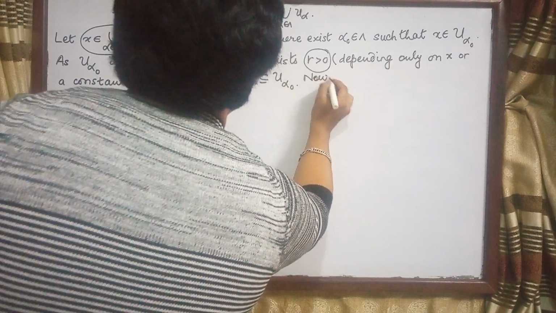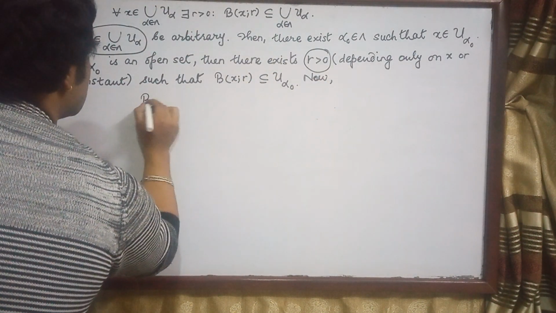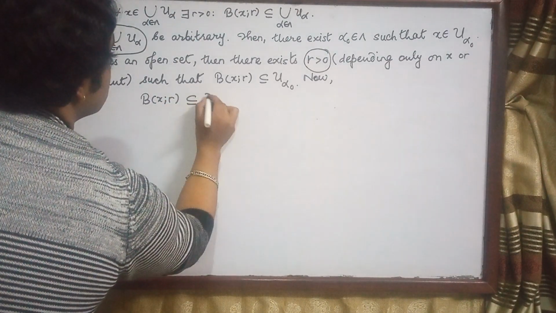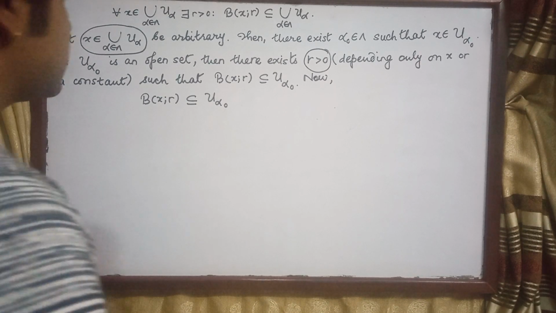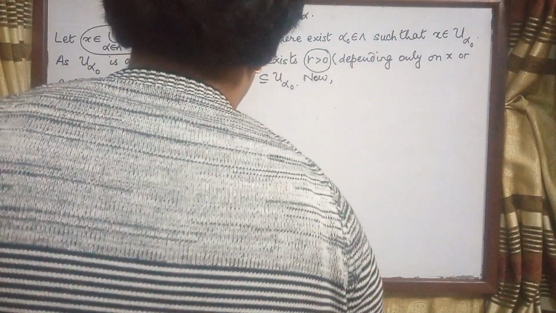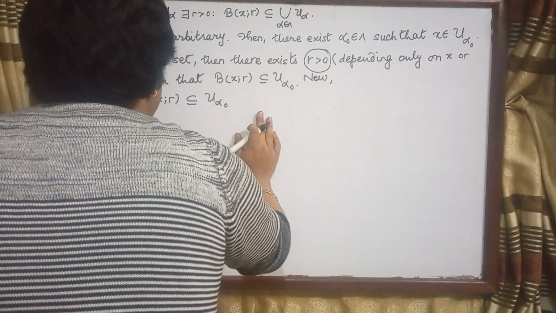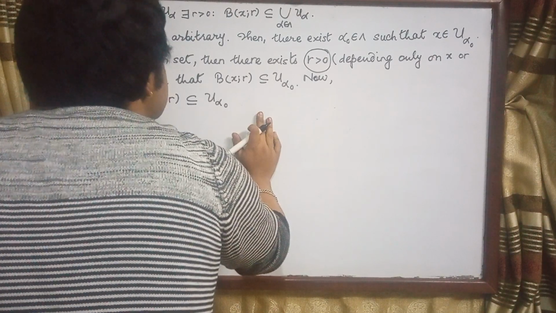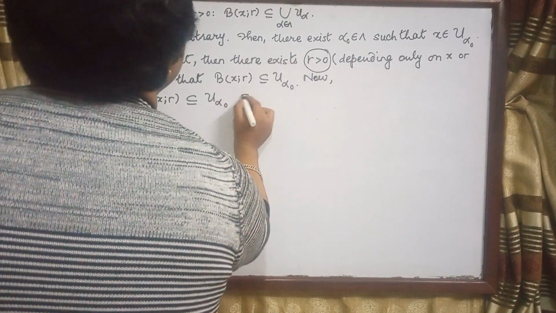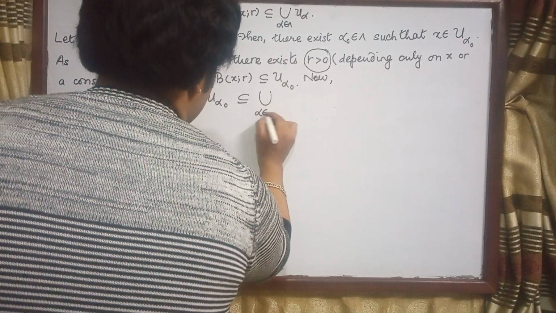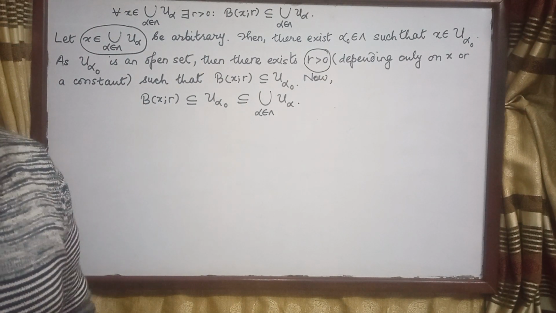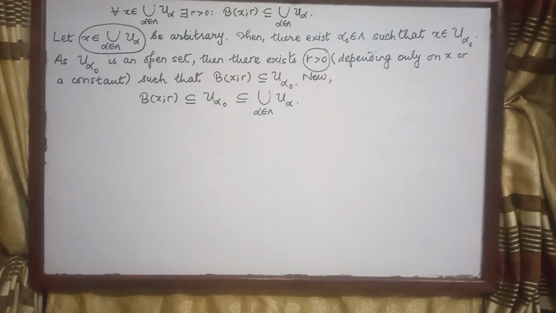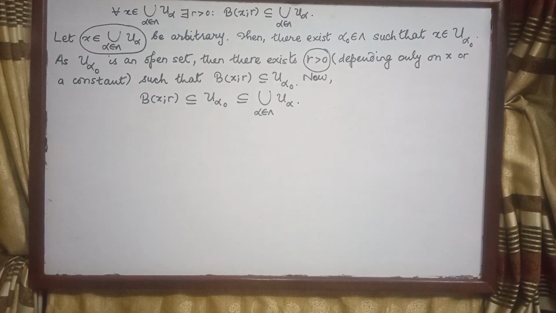Now, let's see. B(x,r) is already a subset of U alpha naught, and since U alpha naught is one of the sets in the collection U alpha, this will be a subset of this union.